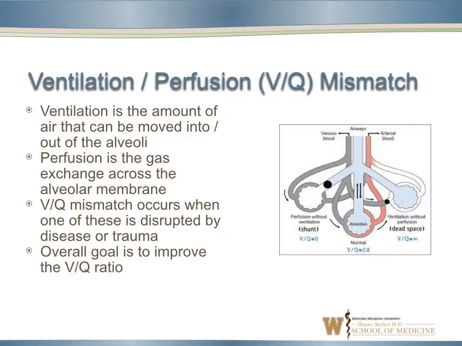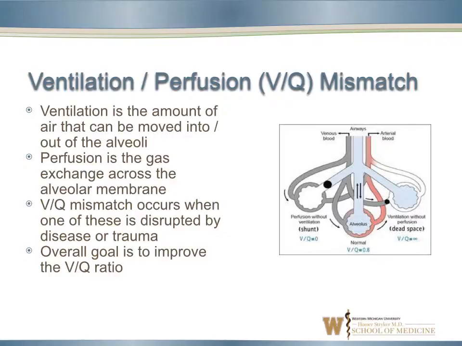So ventilation, of course, is the amount of air that can be moved in and out of the alveoli. This doesn't take into consideration any air that's left up in the dead spaces of the upper and lower airways. We're really looking at what can we do at the alveoli level to move fresh air in and out. Perfusion is then the gas exchange across the alveolar membrane. VQ mismatch occurs when one of those is disrupted, either by disease or some sort of trauma.